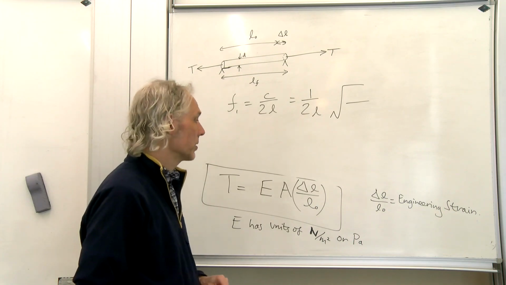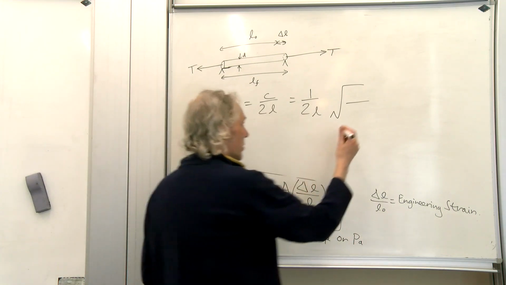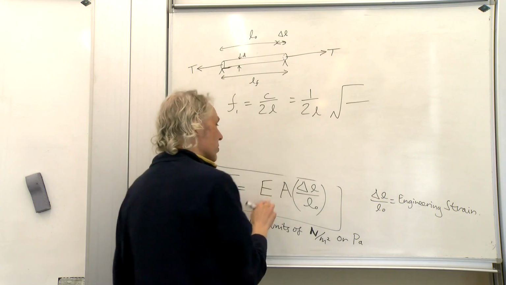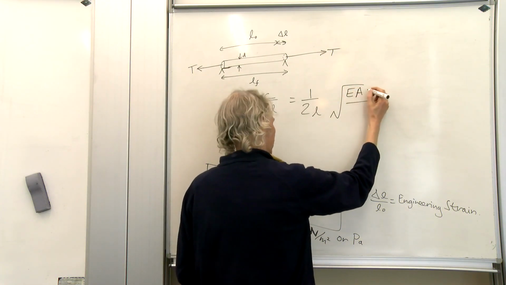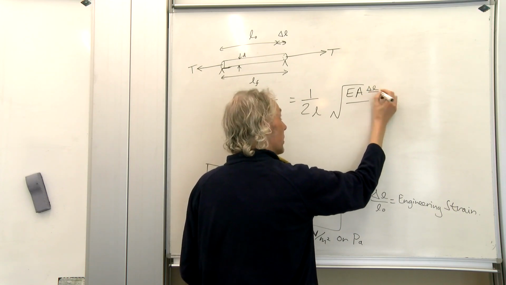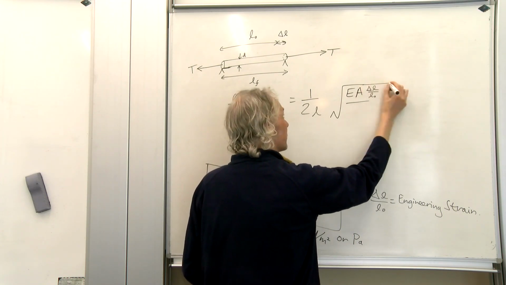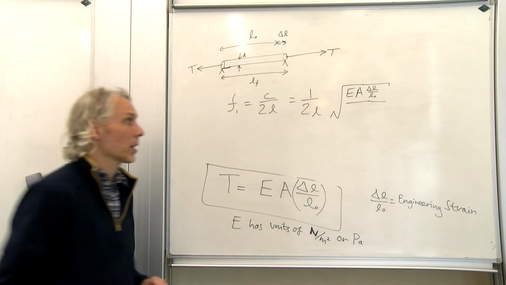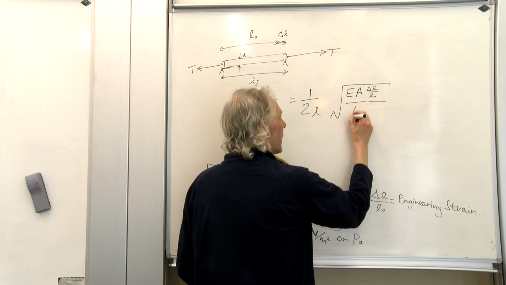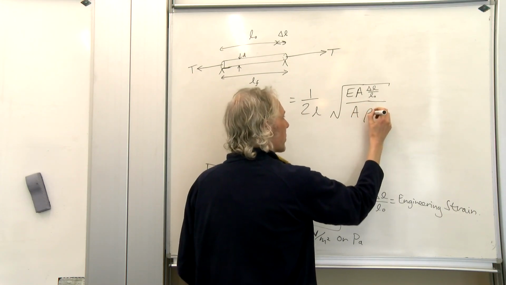Okay, so what does that mean for these things? Instead of tension, I'm going to put in this formula: E A delta L over L naught. And instead of mass per unit length, I'm going to write A times the volumetric density.